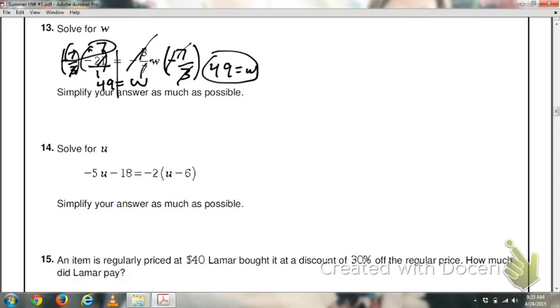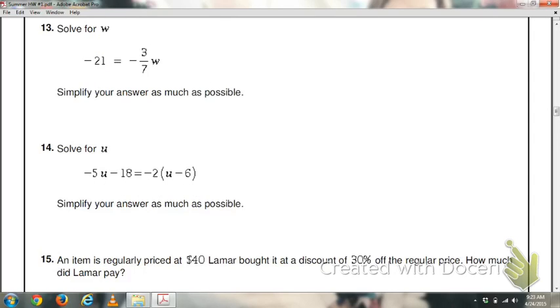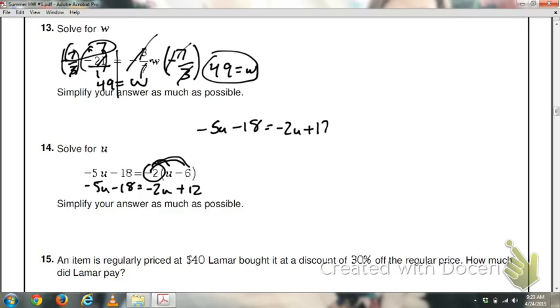Let's see if we can solve number 14 for u. Now here, before I do anything, I do need to distribute and get rid of those parentheses. So I'm going to copy down negative 5u minus 18 here. And if I distribute negative 2 times u, that's negative 2u. Negative 2 times negative 6 is positive 12. Now, let me rewrite this so we have the room. We have negative 5u minus 18 equals negative 2u plus 12.